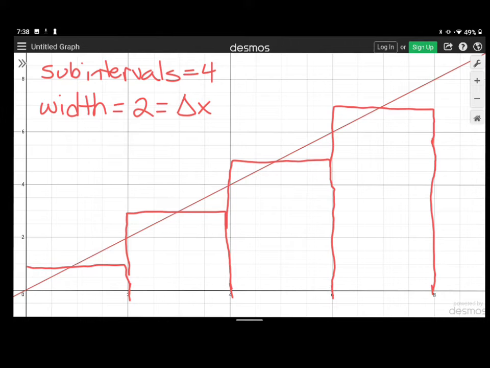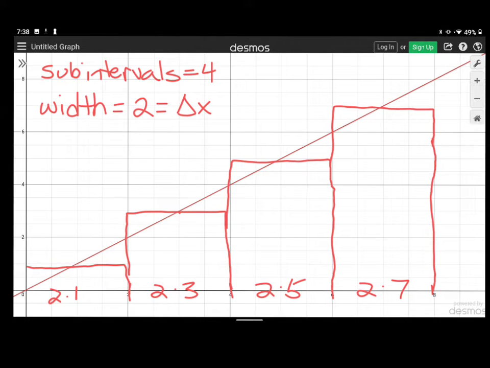So now let's check the area again. We know that the width on all of these now is 2. And so now all we're taking a look at is the height. So the height on this first one would be 1. The height on the second one would be 3. And how am I getting that? I'm basically just counting up right now. Then by 5, and then by 7.